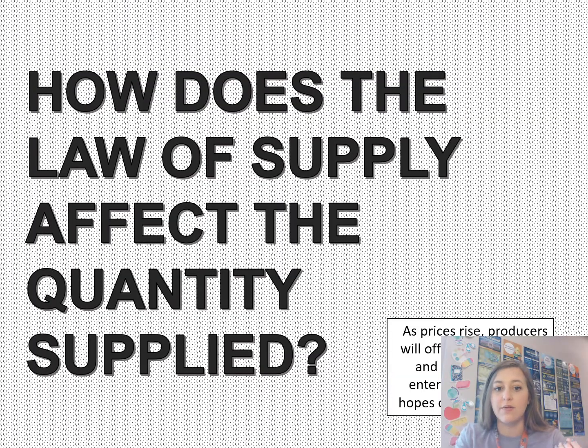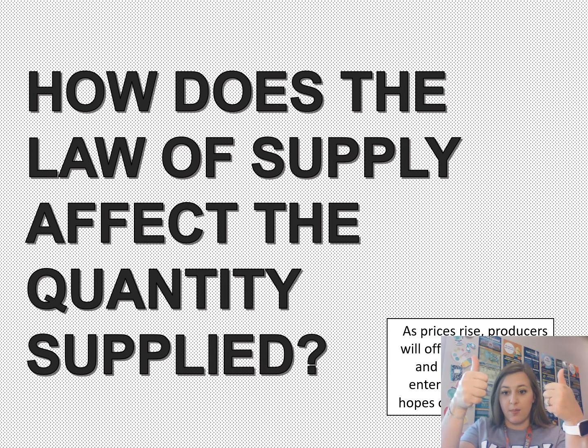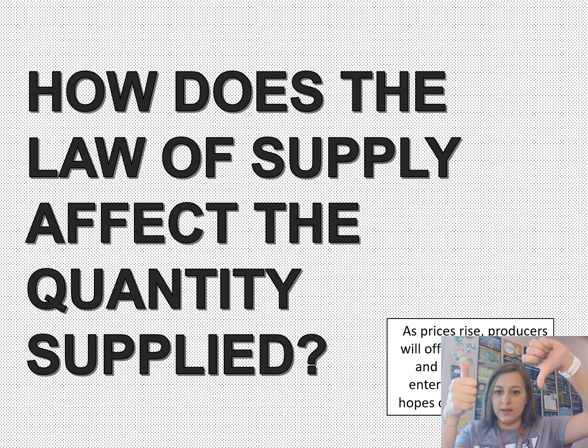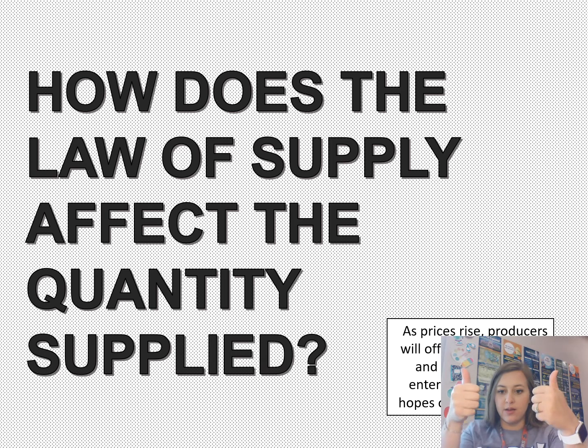So how does the law of supply affect the quantity supplied? The law of supply says that as prices rise, so will the quantity supplied. So it is a direct relationship. Price goes up, quantity supplied goes up. Thinking back to demand, price goes up, quantity demanded goes down. So we had an inverse relationship there. Law of supply, we have this positive relationship.